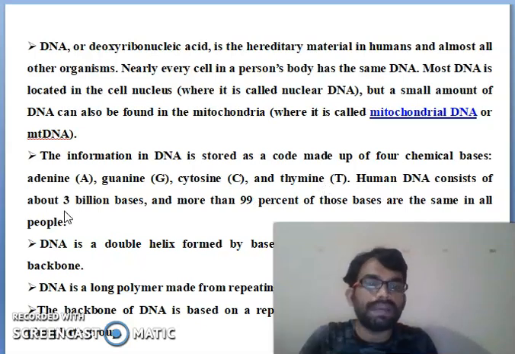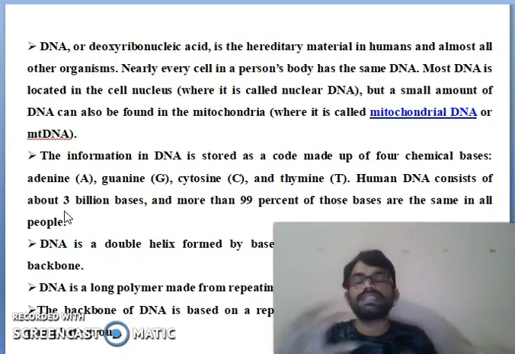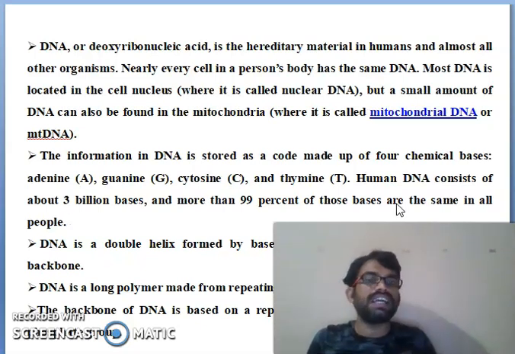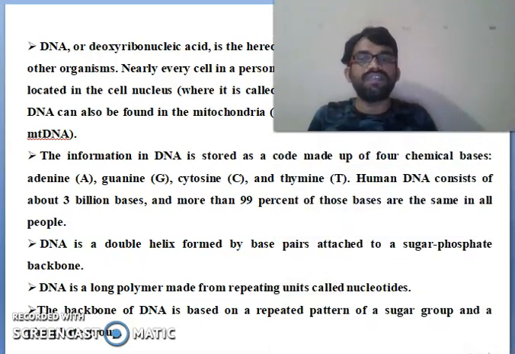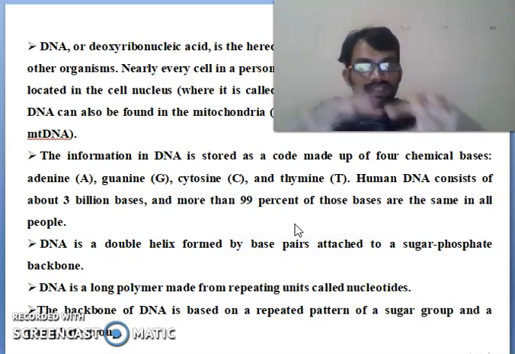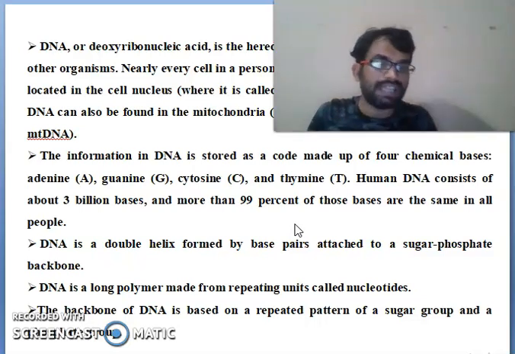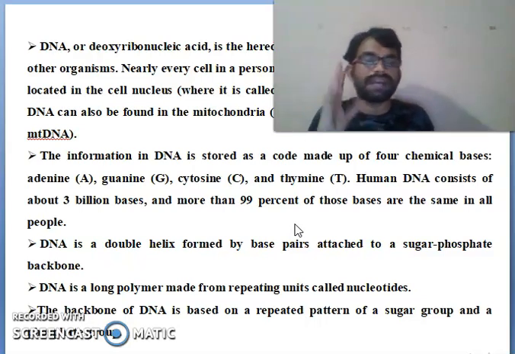These are the 4 chemical bases. A strand is made up of one polynucleotide chain, that is, one strand of DNA. Now you can see here, the human DNA consists of about 3 billion base pairs. More than 99% of those bases are the same in all people. But the DNA is a double helix formed by the base pairs attached to the sugar and phosphate backbone.